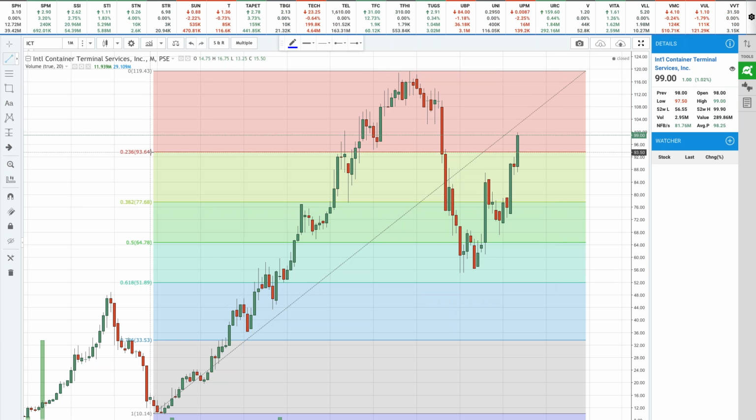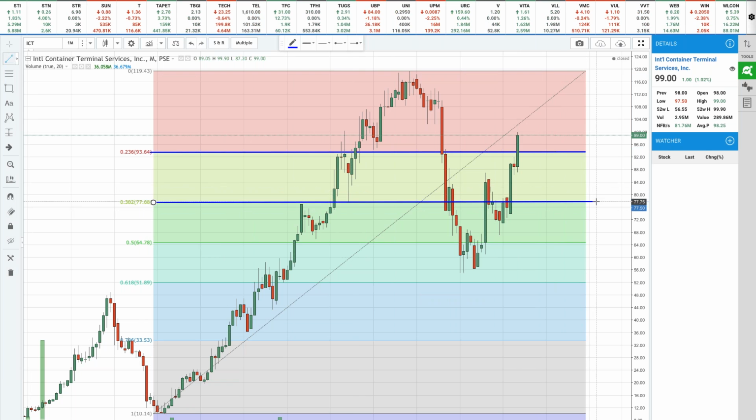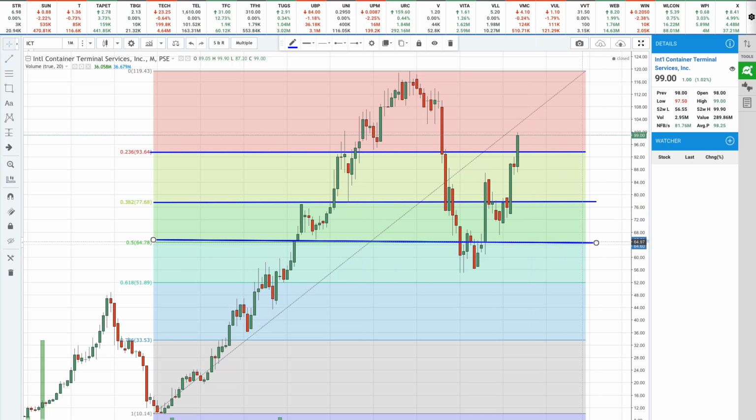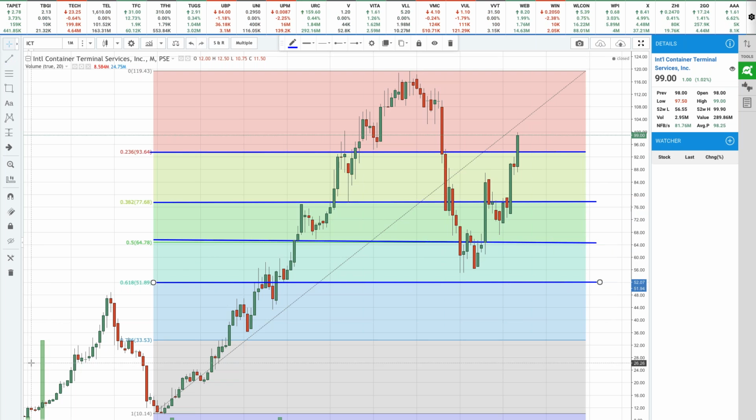It could be here. If price breaks below that, your next support level is here. Now, what you have to know about Fibonacci is that they vary in terms of their strength as support and resistances.